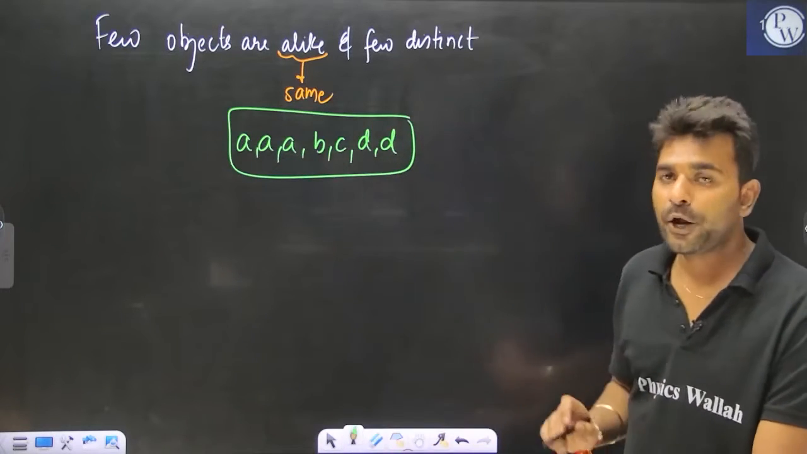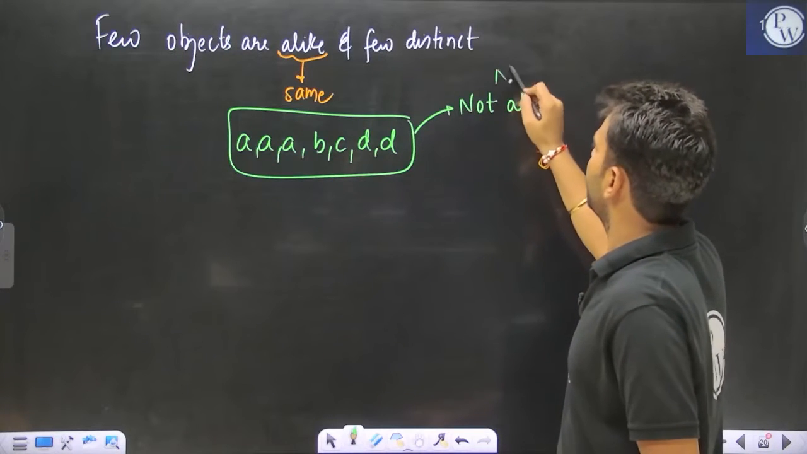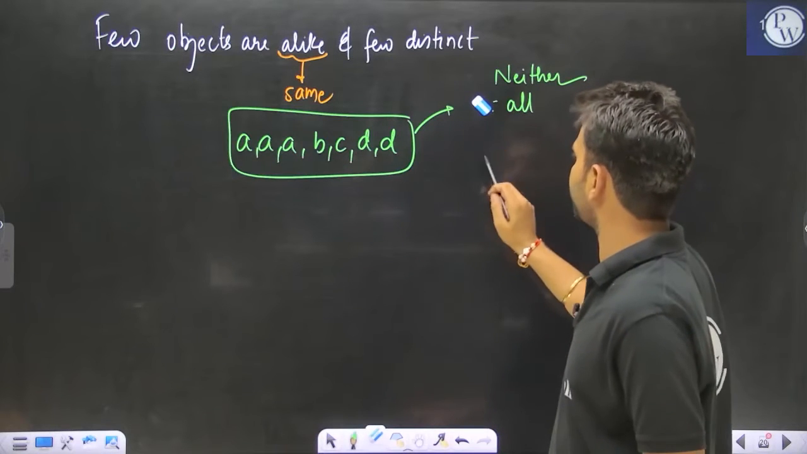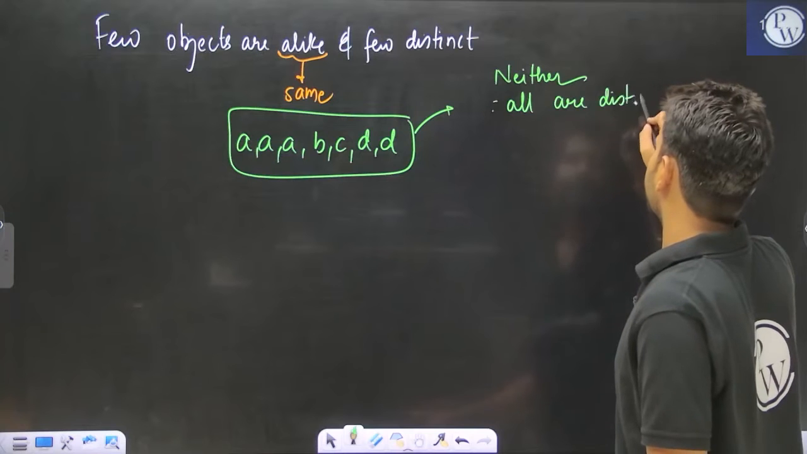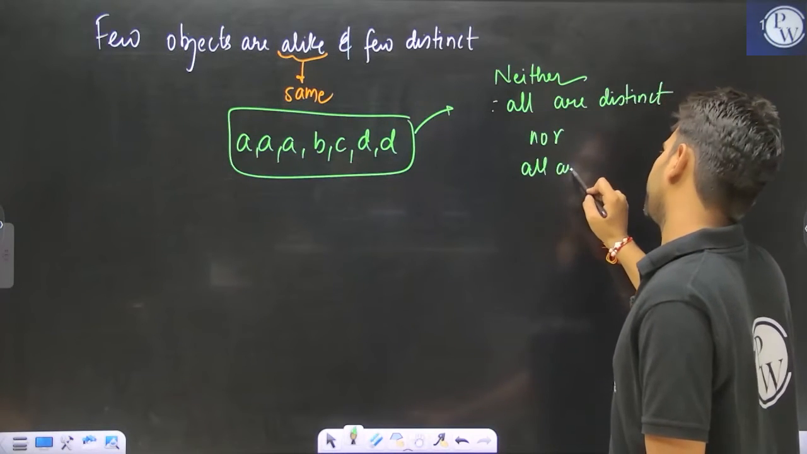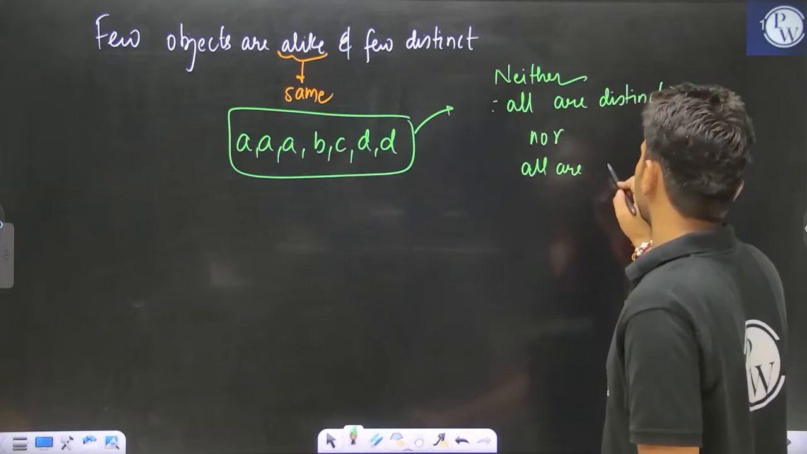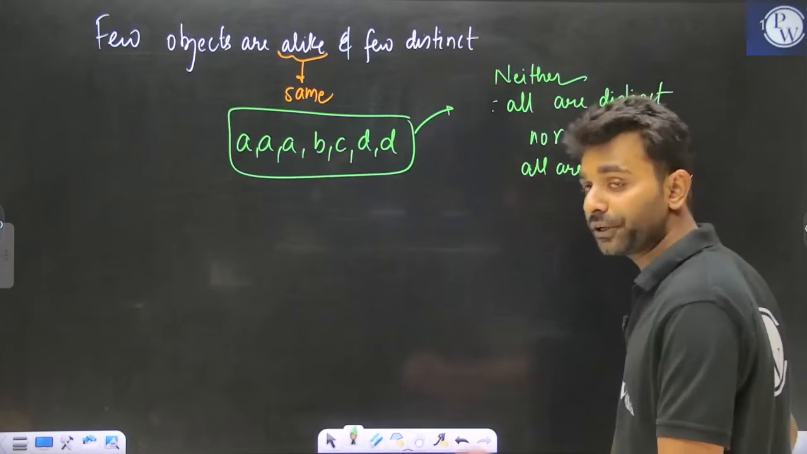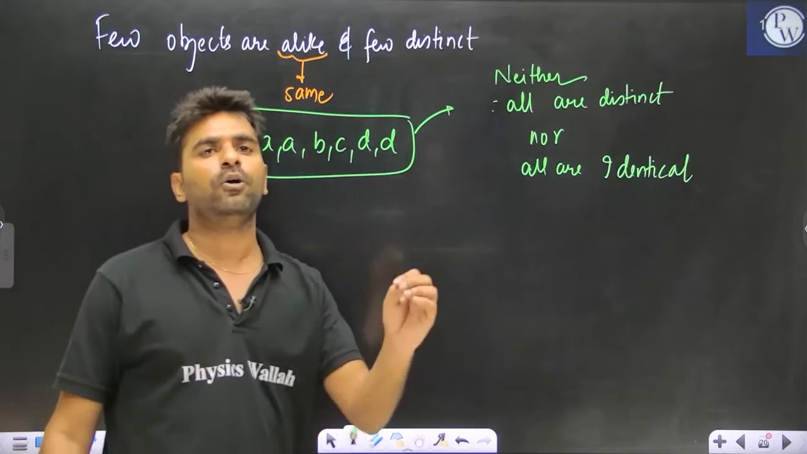Now understand, not all are identical, neither all are distinct, nor all are identical. Neither all are distinct, nor all are identical. Yes or no? So this is the third case. Neither all the objects are distinct nor all are identical.